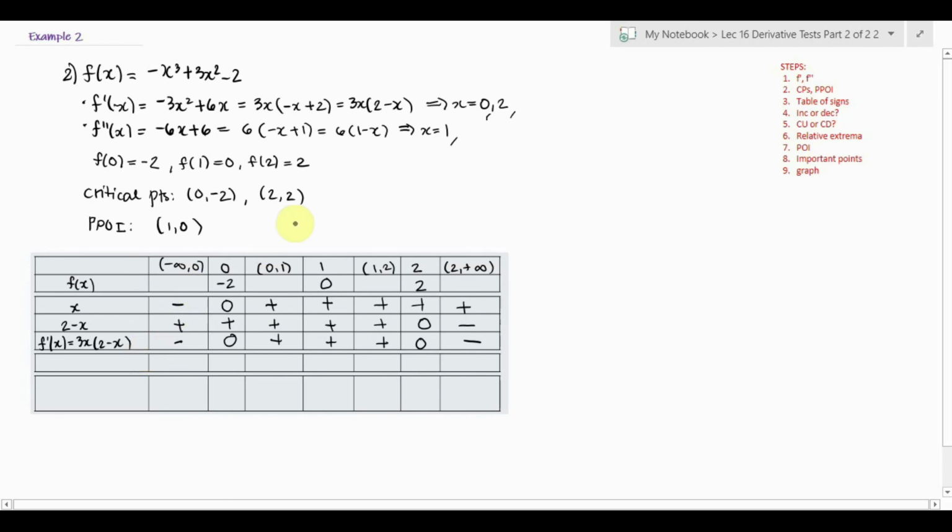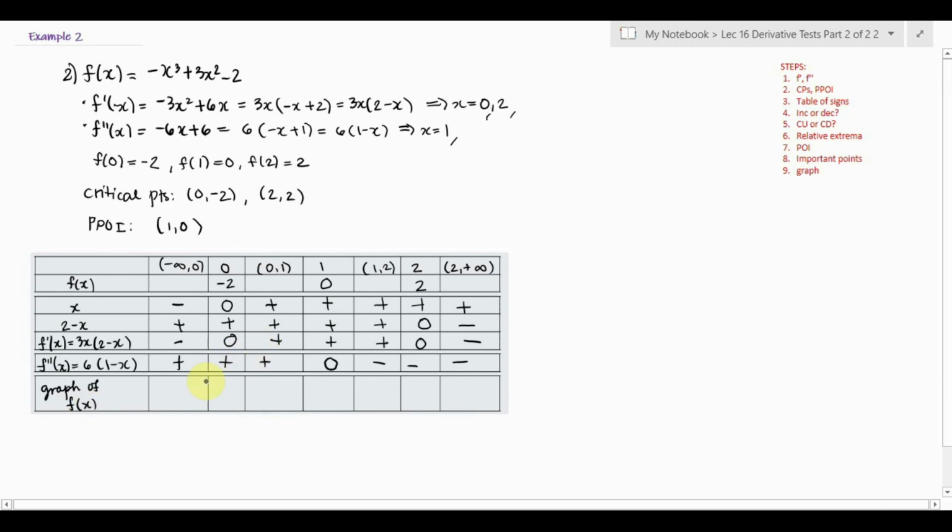For f double prime, again 6 ay positive, so magde-depend lang siya sa 1 minus x. Pwede na idiretso ulit. 1 minus x has a 0 at x equals 1. It's linear, but the leading coefficient is negative. So therefore, switch uli yung pattern. Lahat ng nasa left natin ngayon ay positive. And lahat ng nasa right ay negative. Okay? And we are ready to describe the graph of f of x.